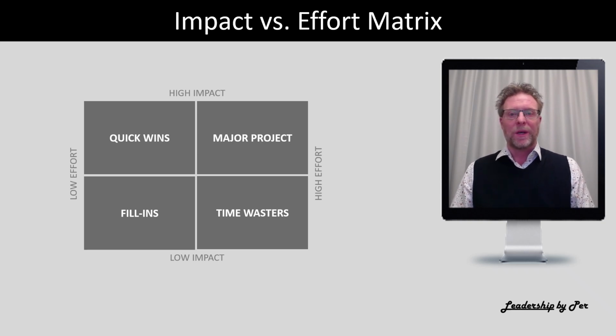First, we have the quick wins. They are high impact and low effort items. They are the low hanging fruits, if you may. They deliver meaningful value without requiring a lot of work, so they're usually where I like to start.